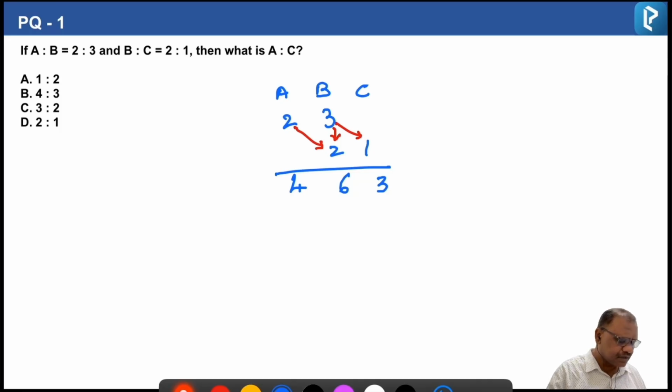So these are the terms A, B and C. Our question is to find out A is to C. So A is to C is 4 is to 3. So out of the given options, B is the right answer.